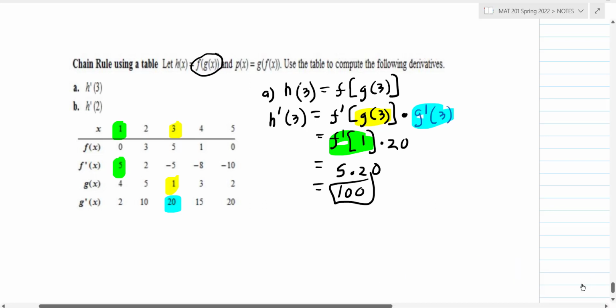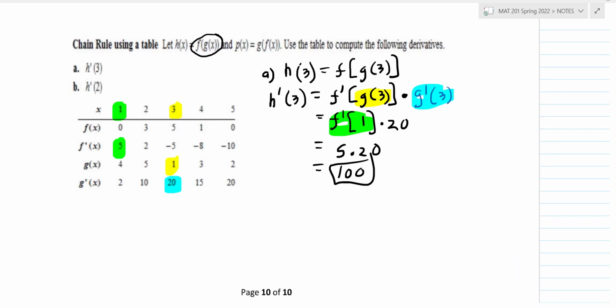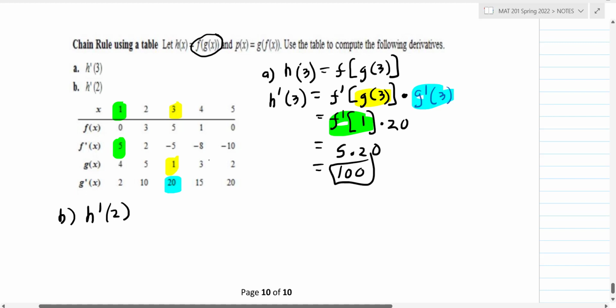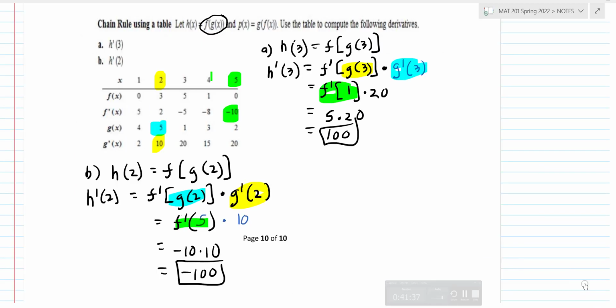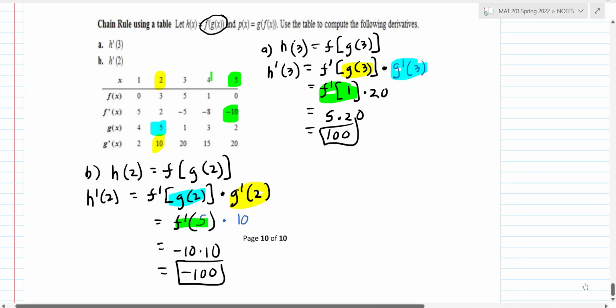Okay, so I would like you all to do part B, and go ahead and pause the video, and I'll let you work on h prime of 2. It's not much different. It's pretty much the same idea. See what you get on that, and then that'll wrap us up. Okay, so the answer I hope you got was -100. It's very similar to the last problem. Only difference is you're evaluating at different numbers.